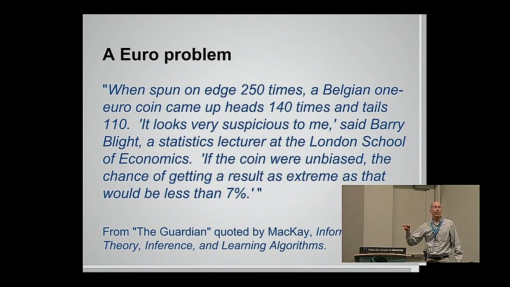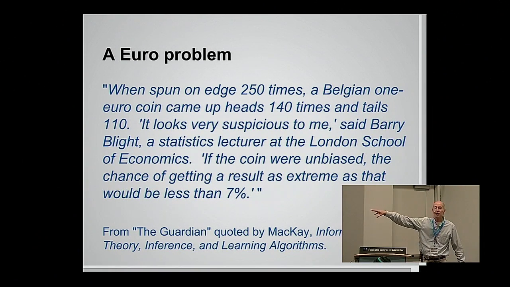This is when the Euro coin was first introduced a number of years ago. I forget exactly when this was, and I didn't put it on the slide. Somebody with too much time on their hands spun the coin on edge 250 times and counted how many times it landed heads, how many times it landed tails. It came up 140 to 110, and they thought that that looked like maybe this is a biased coin. Maybe when you spin it on edge, it's more likely to land heads.